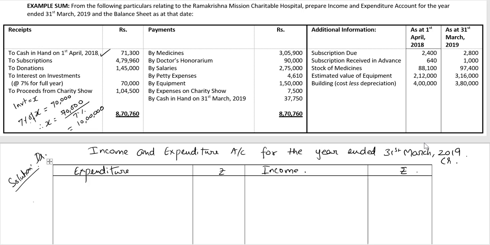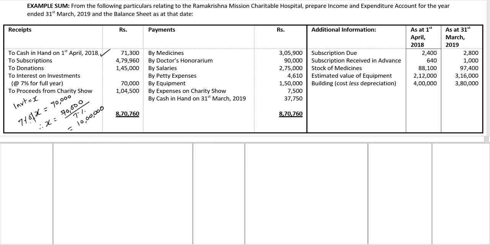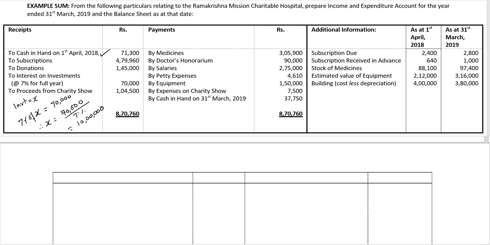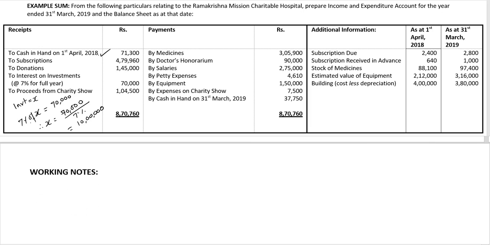We'll begin with the additional information. We need to prepare subscription account to find out the amount to be credited to the income and expenditure account, as well as the medicines account to find out the cost of medicines consumed. Also, after preparing the equipment account and the building account, we will get the amount of depreciation. So we'll finish preparing these accounts as part of working notes before we continue with the income and expenditure account.